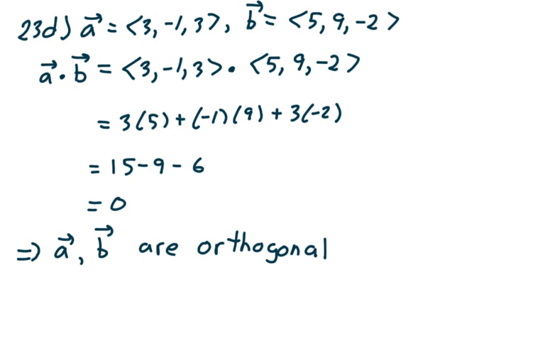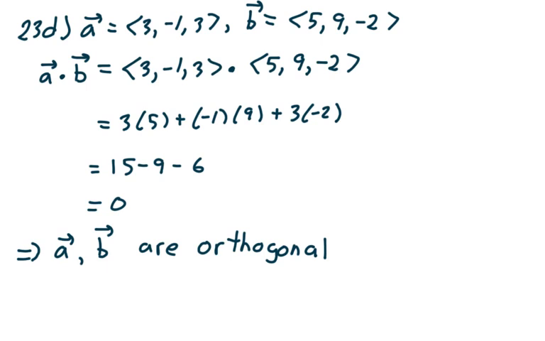23d. Suppose a is the vector 3, negative 1, 3, and b is the vector 5, 9, negative 2. So I'm going to check to see if a and b are orthogonal first. So when I take the dot product of a and b, I get the vector 3, negative 1, 3 dotted with the vector 5, 9, negative 2.